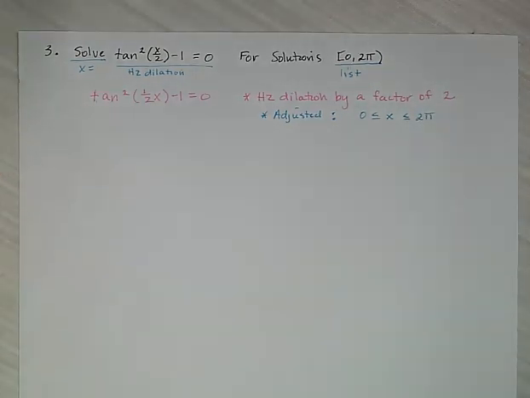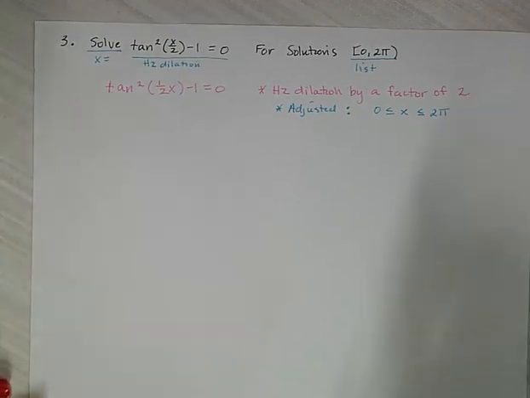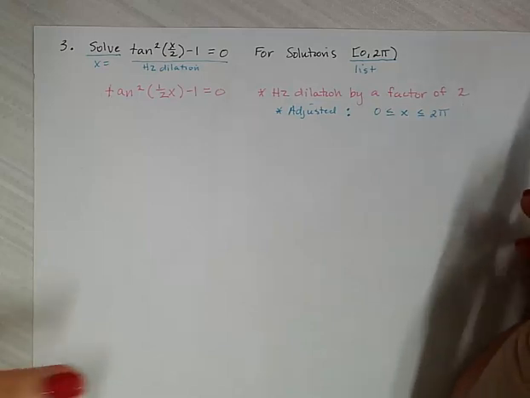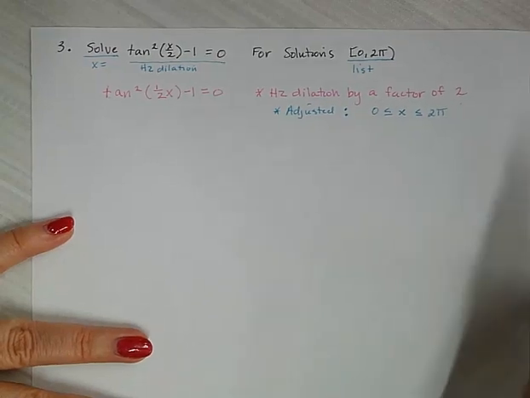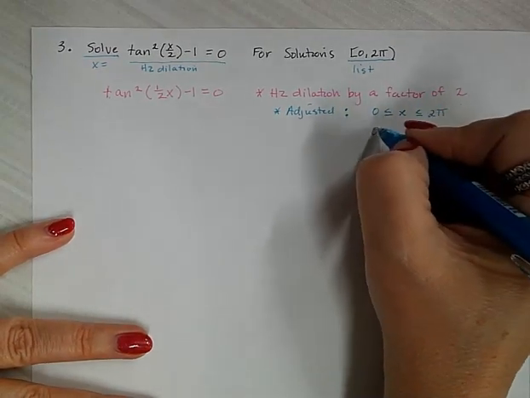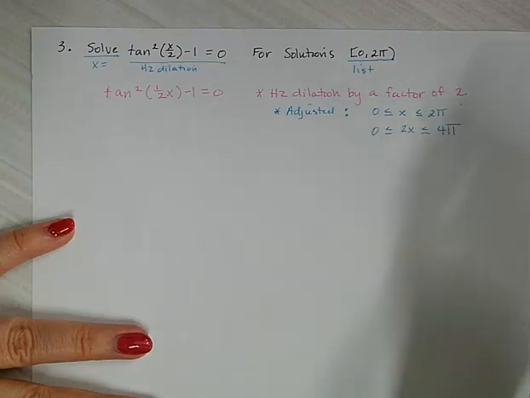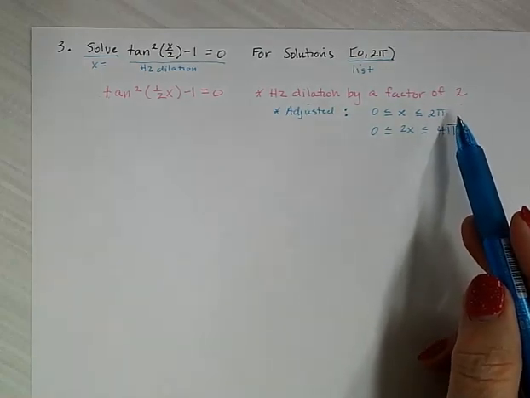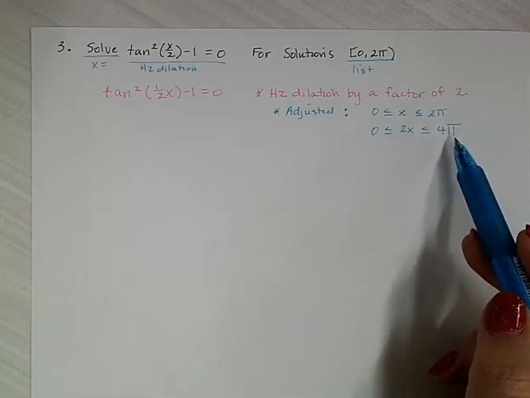Remember, in our problem, however, it's 1/2 x in here, not just x, right? And if it's 1/2 in here, that means it's dilating or stretching out by 2. So what we're going to do is adjust this, and I'm going to multiply everything here in my solution area by 2. So 0 less than or equal to 2x less than or equal to 4 pi. And so remember, we said twice as long. If it originally was going to 2 pi, another rotation around the circle, so you're going around the circle twice, it's going to take us all the way out to 4 pi.